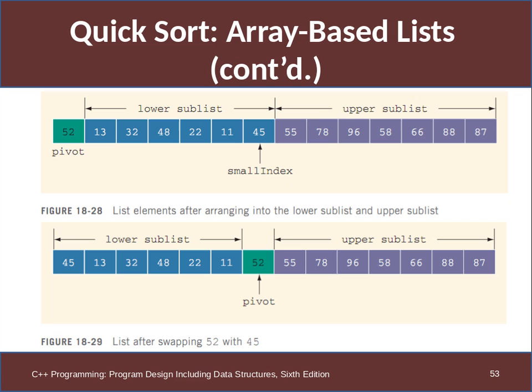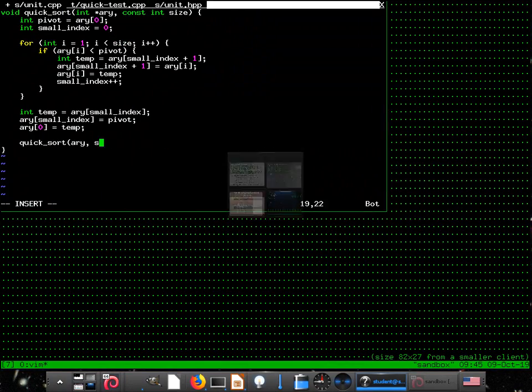Well, no, but small index is telling you the size of it, right? So small index was 1, 2, 3, 4, 5, 6, 7. And small index here is what? 1, 2, 3, 4, 5, 6, 7. But you only need to do the 6, which is 1, 2, 3, 4, 5, 6. So it's small index minus 1.